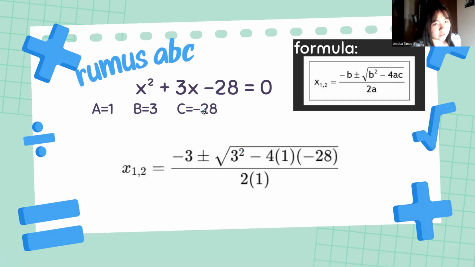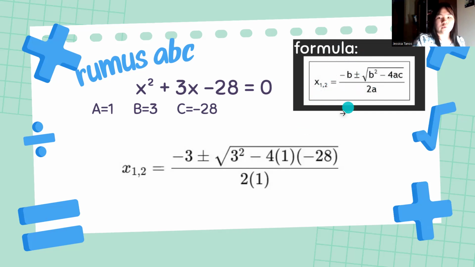Now we will be going over rumus ABC. Rumus ABC is actually one of the easiest ways to solve the persamaan quadrat other than pemfactoran. So as you can see here, we actually need to memorize this formula.